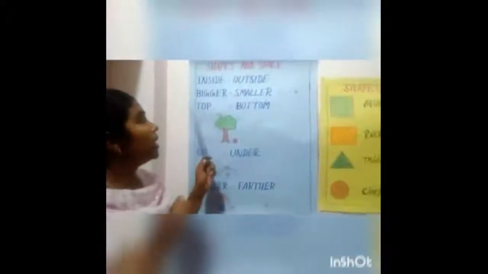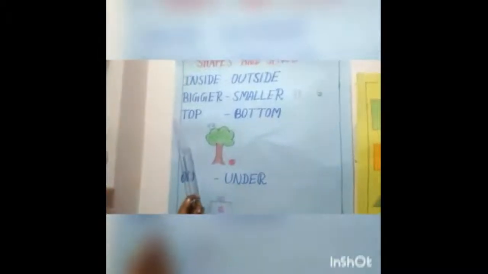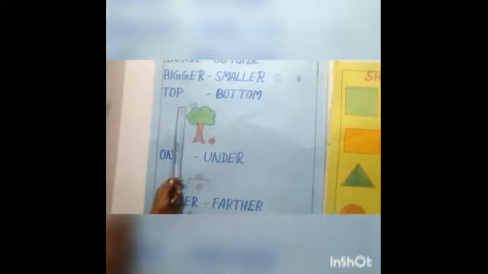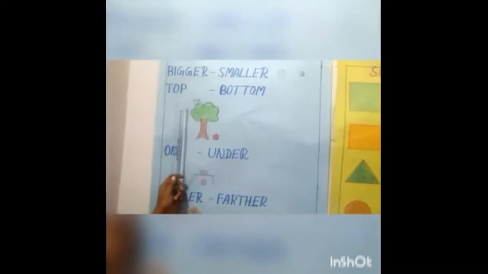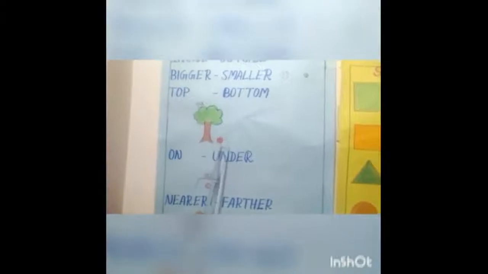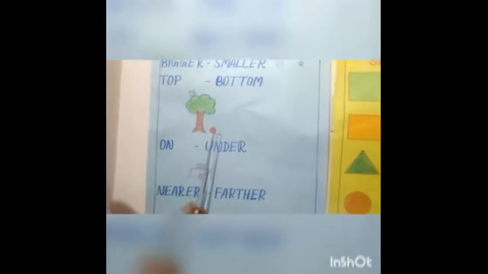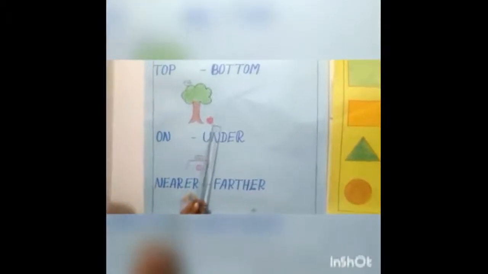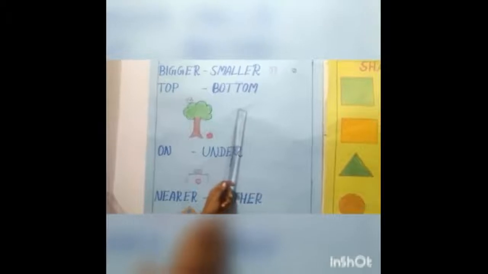Bigger and smaller. Next, we are going to see top, bottom. What is that? Top, bottom. Okay, see this bird is top of the tree. This apple is bottom of the tree. Okay, do you understand? Top and bottom.